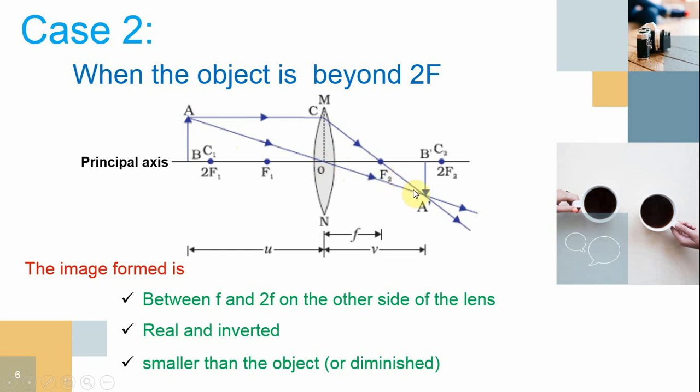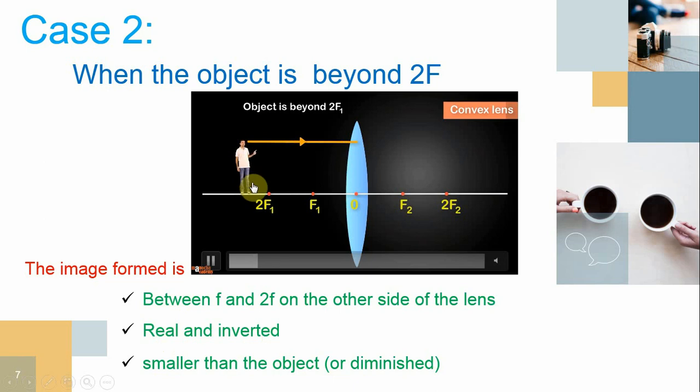Where these 2 rays intersect, we get the image. That means A dash and B dash. It is the height of the image. The image is formed between F2 and 2F2, and the image is inverted. That means below the principal axis, the nature of the image is real and inverted. Size of the image is smaller than the object size. That means diminished.